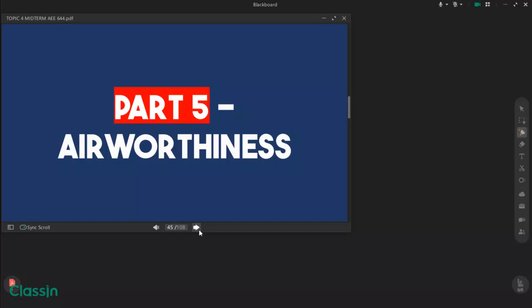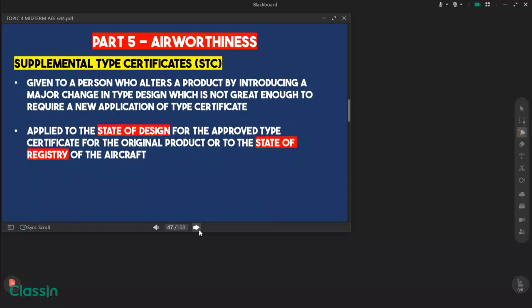Okay? Next, we have the Part 5 or the airworthiness. Start. So, we have this STC. STC is given to a person who alters a product by introducing a major change in type design, which is not great enough to require a new application for a type certificate. Always remember, binibigay po yung STC natin or the supplemental type certificate kapag may nangyaring changes sa aircraft. Pero hindi naman masyadong major, so hindi natin kailangan ng new application ng TC, so you can apply for the supplemental type certificate. Okay?